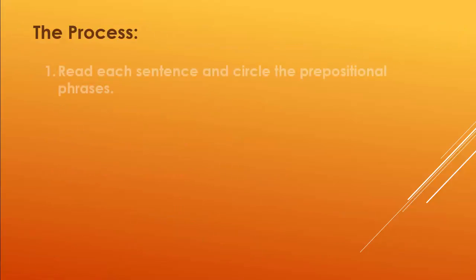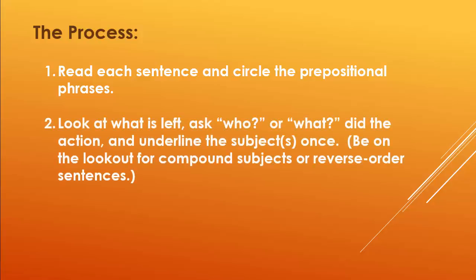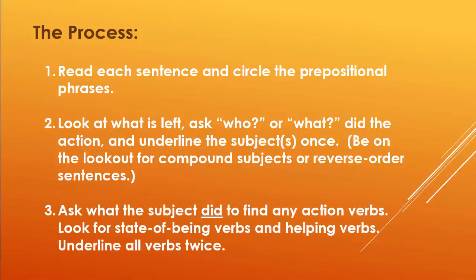The process. Number 1, read each sentence and circle the prepositional phrases. Number 2, look at what's left, ask who or what did the action, and underline the subject or subjects once. Be on the lookout for compound subjects or reverse order sentences. And number 3, ask what the subject did to find any action verbs. Look for state of being verbs and helping verbs, and underline all the verbs twice.